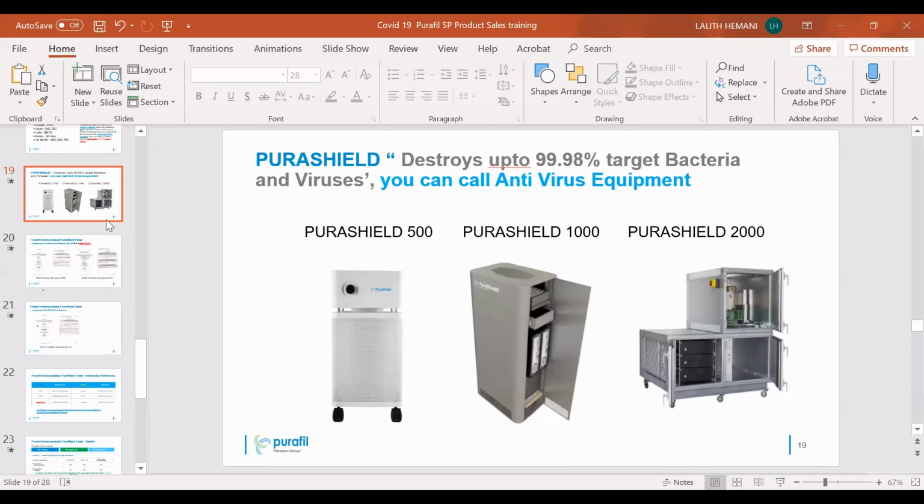So it is always a safeguard. You can install it where there is no centralized air conditioning, where people have a small area, where they want some control of bacteria and virus.